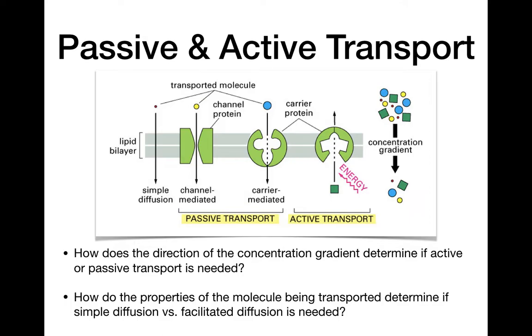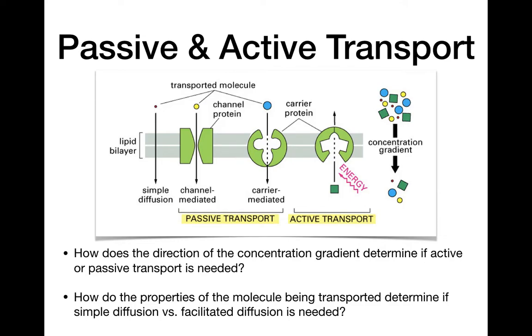So if it's simple diffusion, a molecule is just small and polar, it can go directly through the membrane. Okay, we may have channel-mediated or carrier-mediated diffusion, where it's going with the gradient, but it can't pass the membrane. Maybe it's just too big a molecule. Maybe it has the wrong polarity. It can't go through the membrane by itself. It has to have a protein channel in the membrane to allow it to pass through. Okay, so those are two options as well. But again, because it's with the concentration gradient, it's not going to cost us any energy.